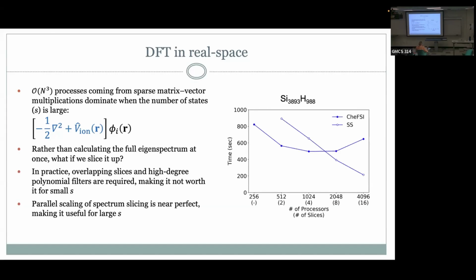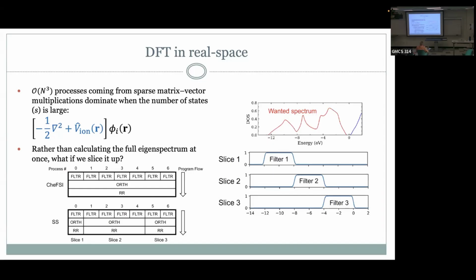And will you say something about how you decide how many slices you're going to take? Yeah. So that's going to be system dependent.